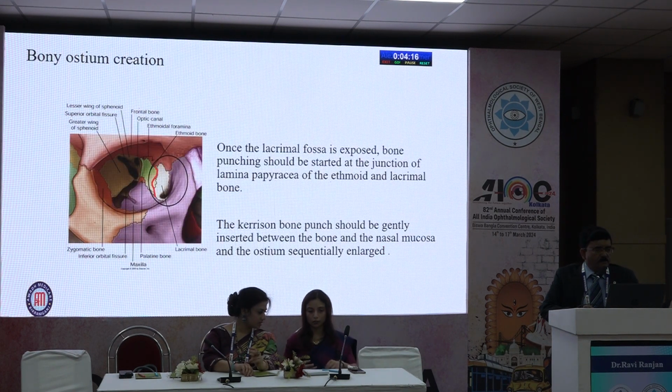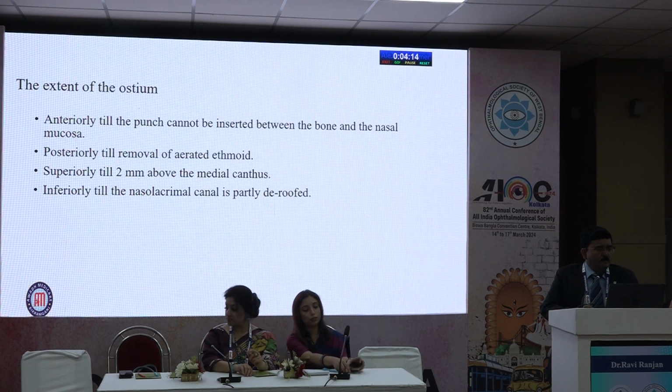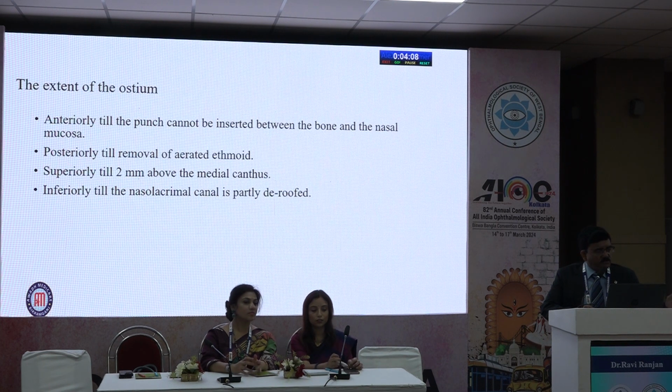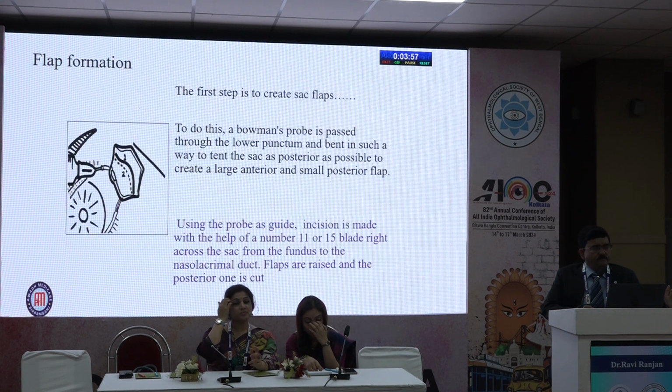Bony osteum creation. Extent of the osteum: anteriorly, till the punch cannot be inserted between the bone and nasal mucosa. Posteriorly, till removal of aerated ethmoid. Superiorly, till 2 mm above the medial canthus. Inferiorly, till the nasolacrimal canal is partially exposed.